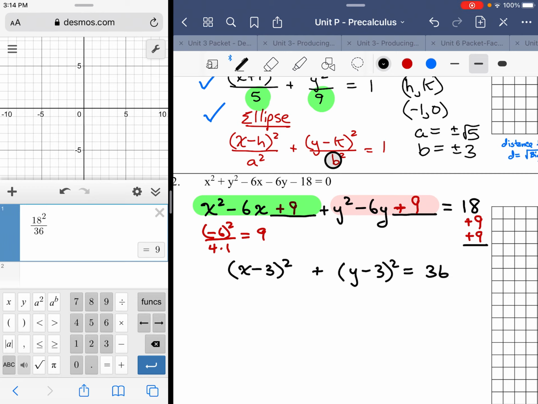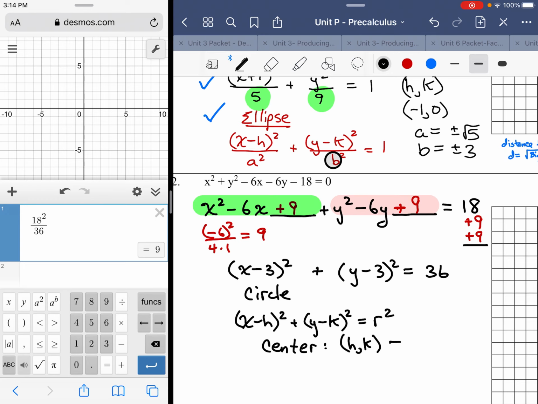36. So this is the standard form of a circle, which is x minus h squared plus y minus k squared is equal to r squared, where h and k is the center. So the center is h, k, which in this case would be 3, 3. And the radius is r, in this case 6.